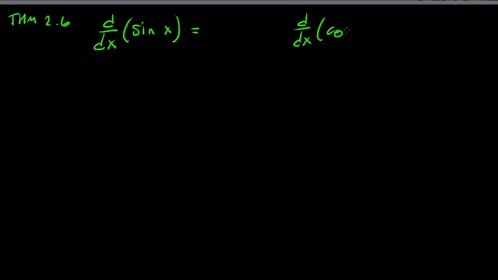Okay, on to the next rule. So this, again, in the book is theorem 2.6. And we're going to do the trig functions now. We're going to take the derivative of the sine function, sine of x, and we're going to take the derivative of the cosine of x. Cosine of x. Now, what about tangent, secant, cosecant? We'll get to those later. We're not going to be able to do those just yet. But we can do one of these.